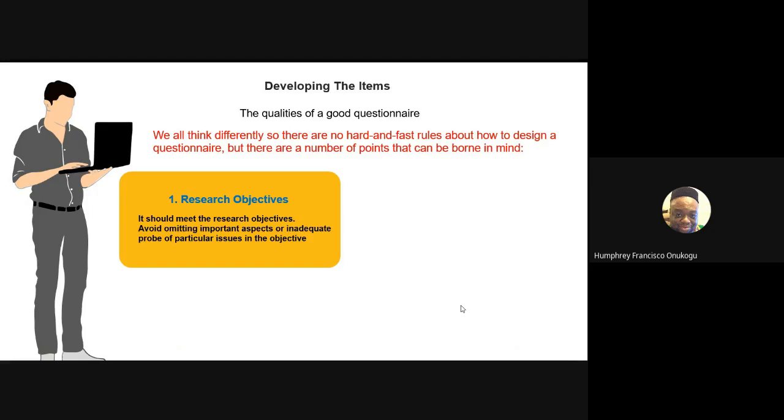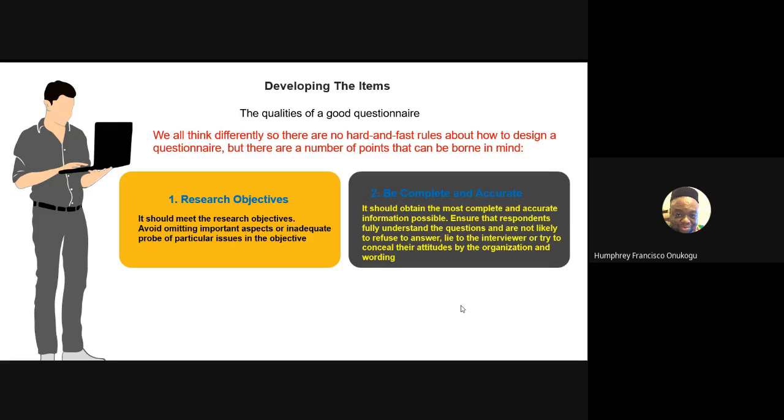The first one is, if you want to design a questionnaire, you must consider, very importantly, the research objective. The questionnaire must meet research objectives. Avoid omitting important aspects or inadequate probe of particular issues in the objective. This is a common mistake that happens with a lot of researchers.